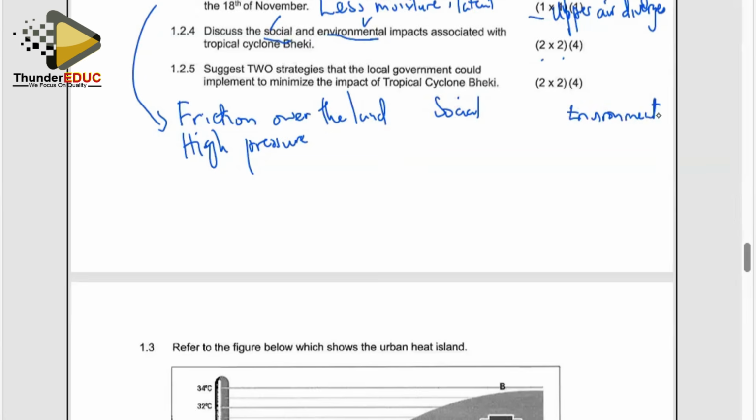So be also specific and be able to know which one is social and which one is environmental. Social, we are looking at the way of life of people, how the society lives, how are people going to be affected as a society. And environmental, we are looking at the surroundings. How are they going to be affected? So social, you look at things like the coming of tropical cyclone is going to cause floods. And how are those floods going to affect people?